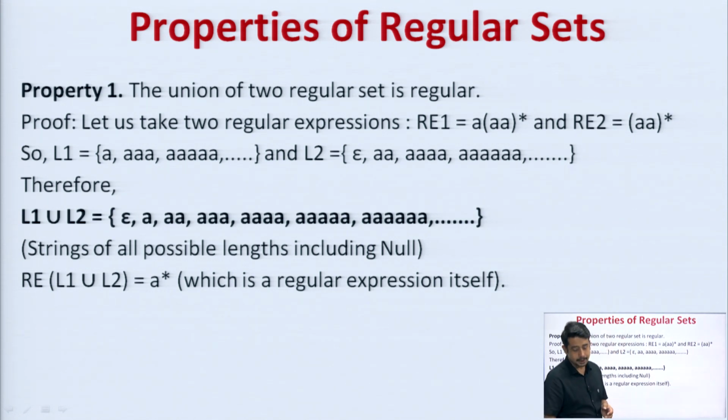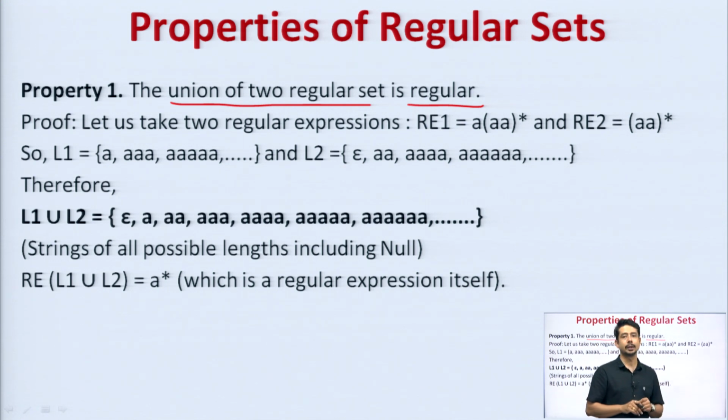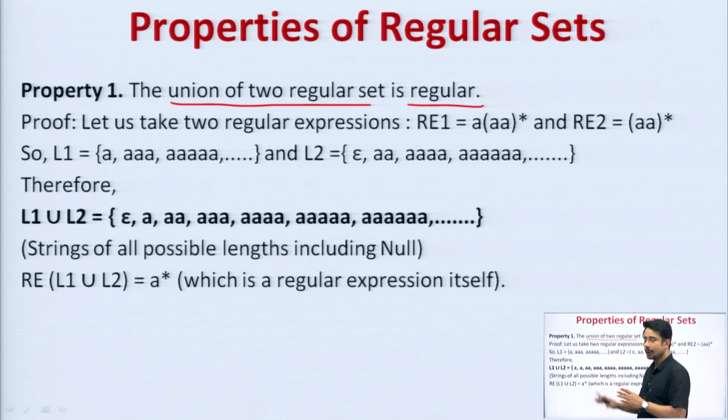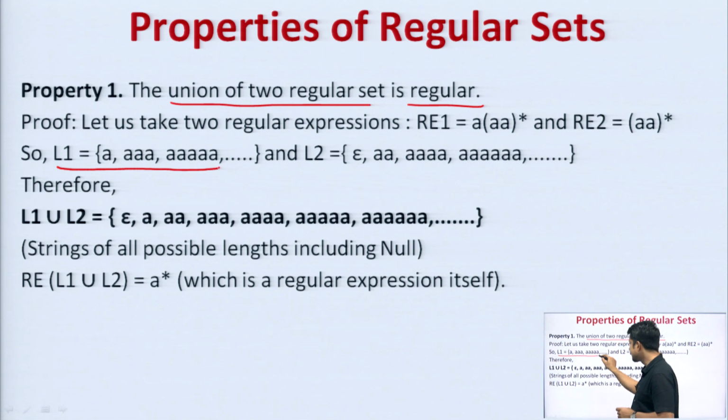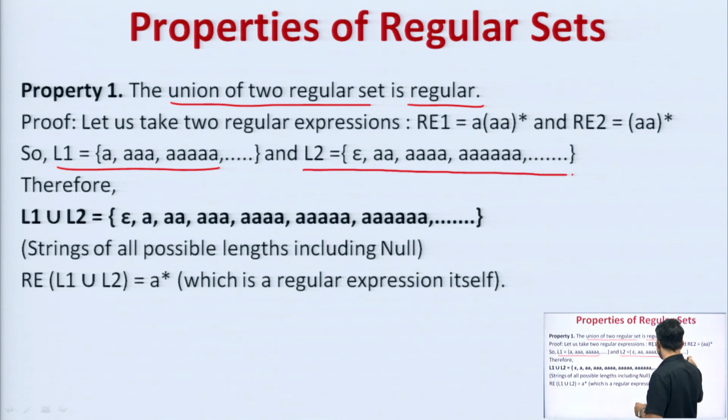The first property says that the union of two regular sets is always regular. The union of two regular sets is always regular. The same explanation or proof I have taken using particular languages. So, I have taken two languages, this is one language and this is another language. The first language, how did I get it?